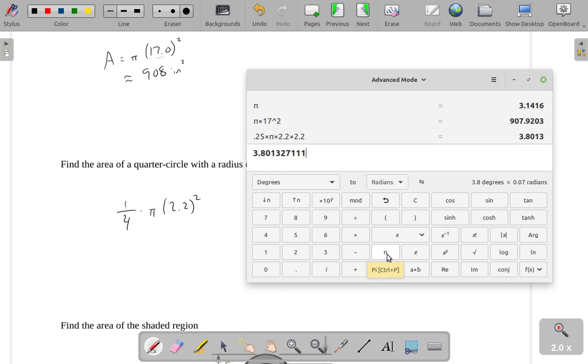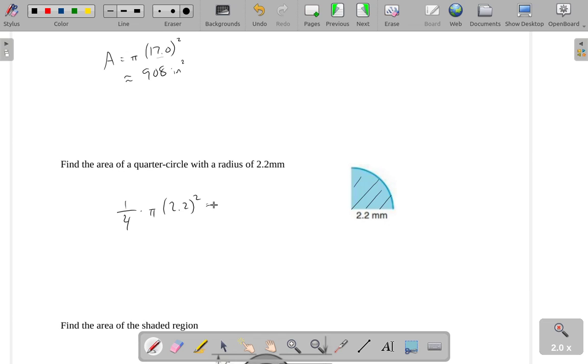This would give me 3.801 something. I'm going to choose, this doesn't say where to round, but this number here has 2 significant digits, so I'm going to round this to 2, giving me 3.8. This is an area. We're taking millimeters times millimeters, so this is 3.8 square millimeters.